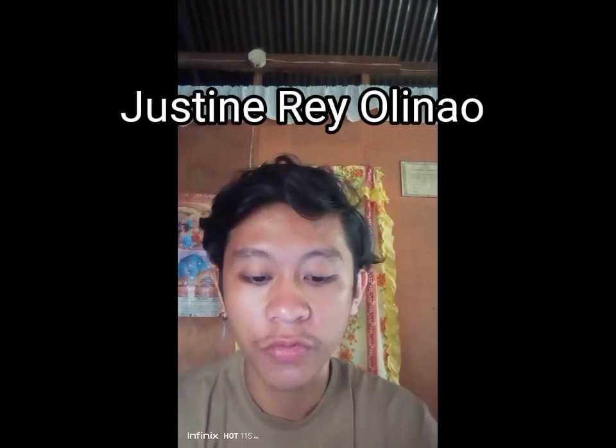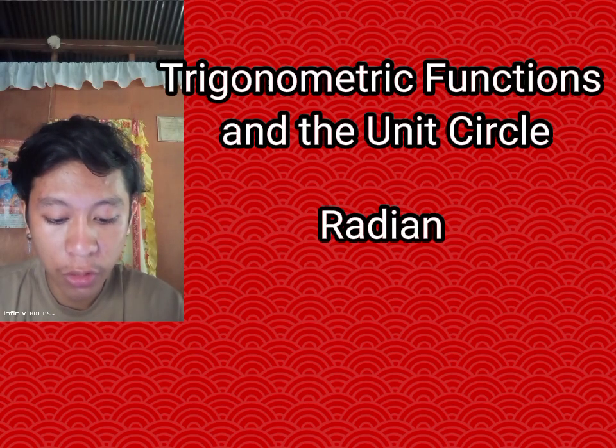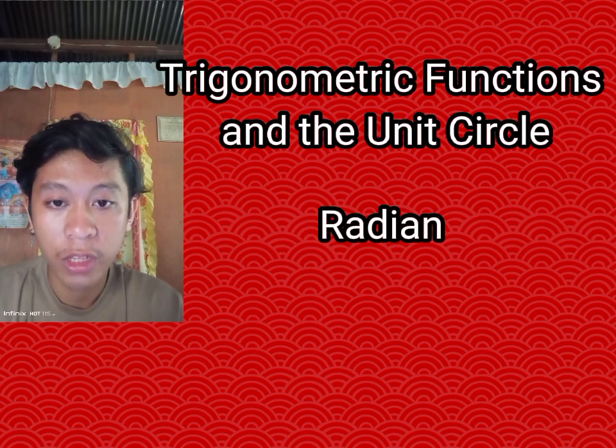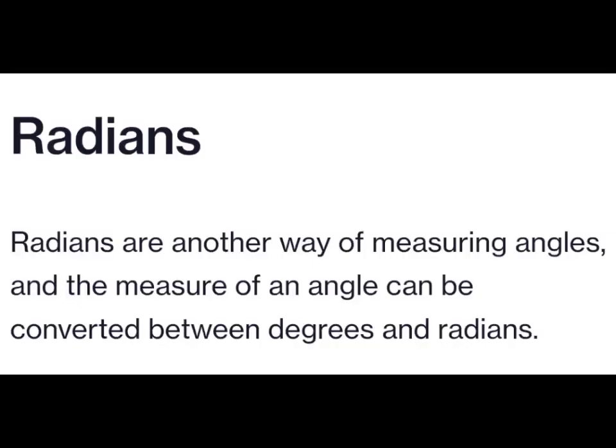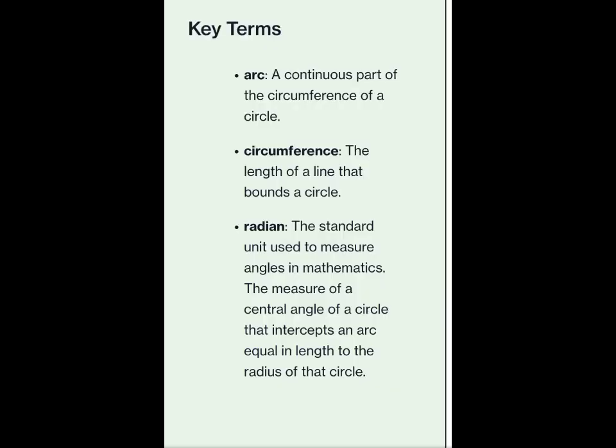Today's video, I will discuss the trigonometric functions and the unit circle: radians. Radians are another way of measuring angles, and the measure of an angle can be converted between degrees and radians. Learning objectives: explain the definition of radians in terms of arc length of a unit circle and use this to convert between degrees and radians.